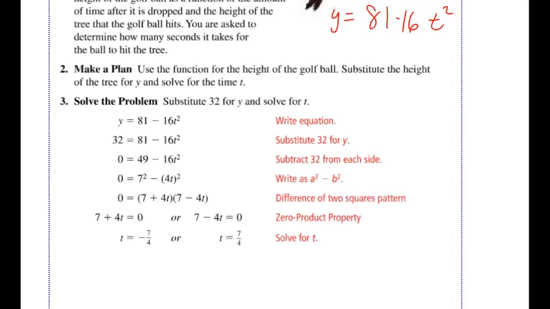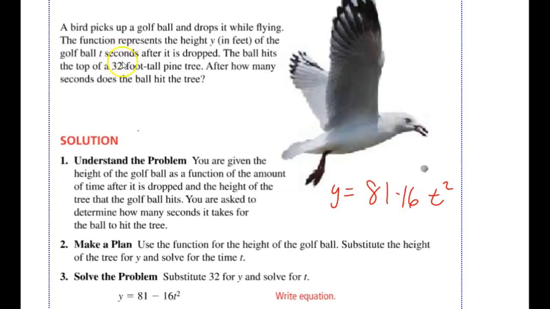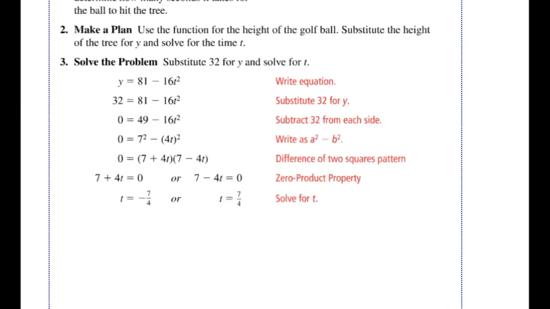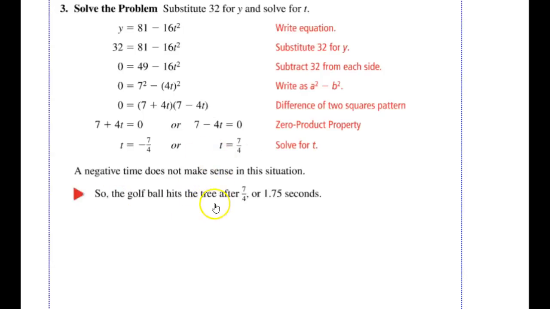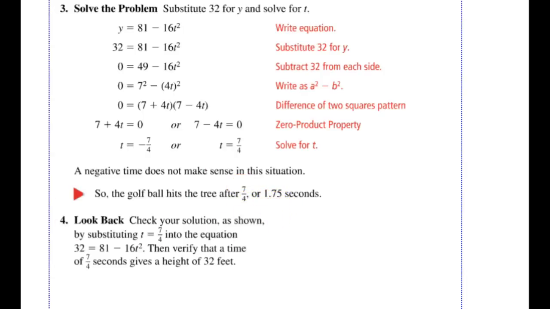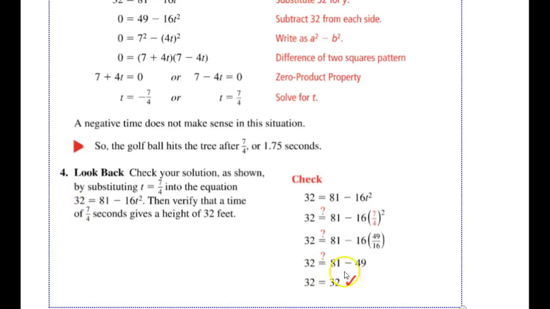So now I want to think back, what does t stand for? T stands for time, right? T seconds. So looking down at these two answers, this first one doesn't make sense because I cannot have a negative time. I only want to have a positive time, so I know this is going to be my answer, right? So the golf ball hits the tree after 7/4 or 1.75 seconds. Okay, so now I can look back and check my solution. If I put this fraction back into my original equation, then I can verify that it does in fact equal 32. So here's just the checking of what we were doing.